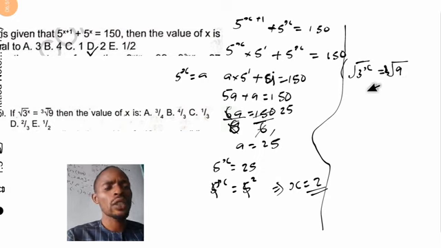The fastest way to solve this question is to take the square of both sides, because we are looking for the value of s. To get the value of s, it is very easy to take the square of both sides.